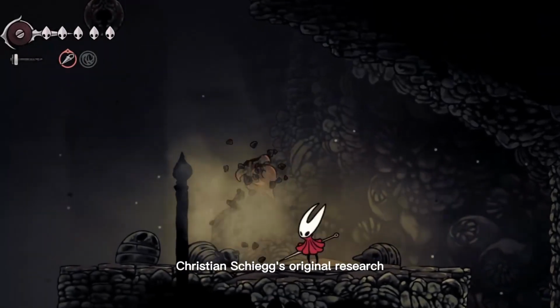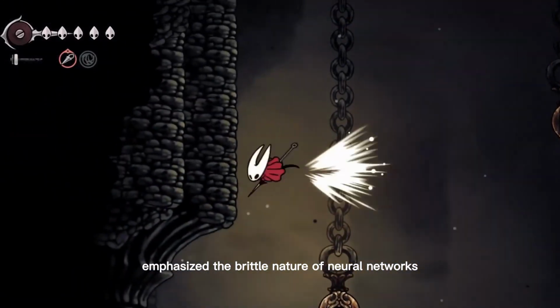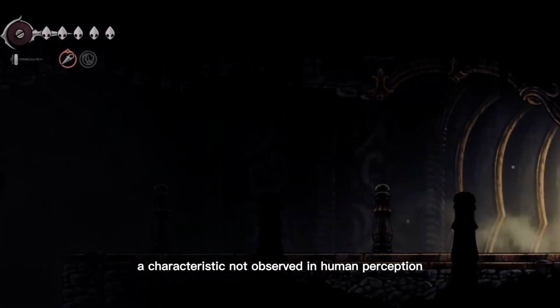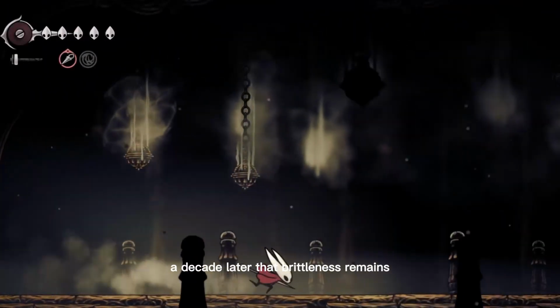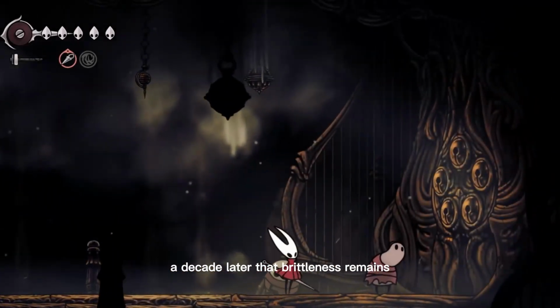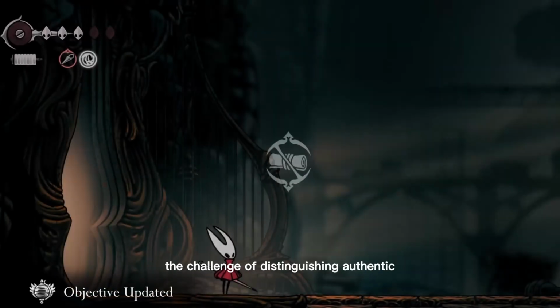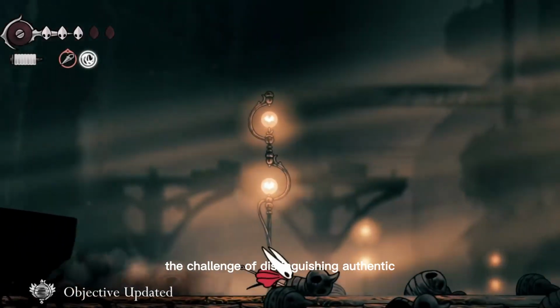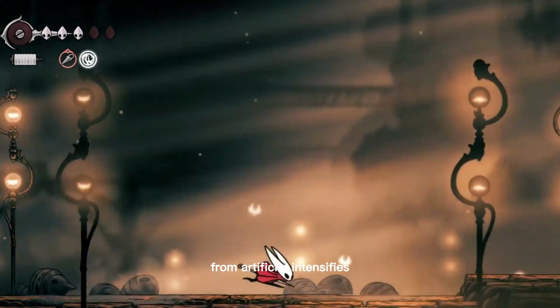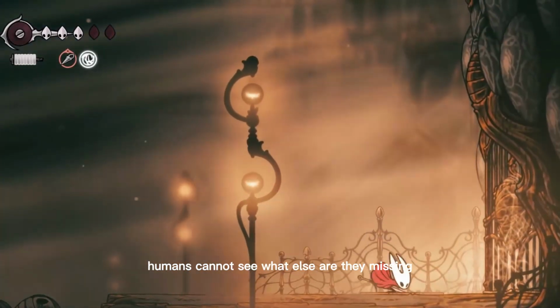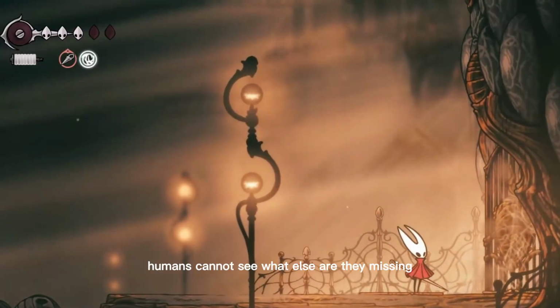Christian Szegedy's original research emphasized the brittle nature of neural networks, a characteristic not observed in human perception. A decade later, that brittleness remains as AI systems become more sophisticated. The challenge of distinguishing authentic from artificial intensifies. If machines can be fooled by noise humans cannot see, what else are they missing?